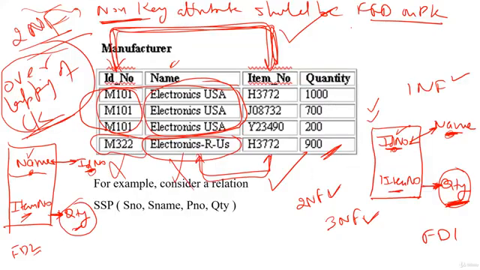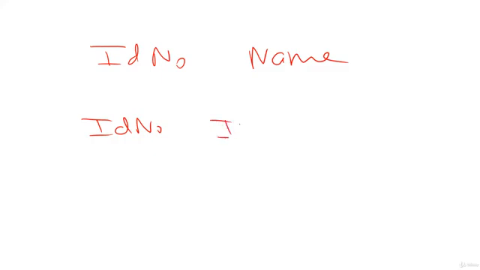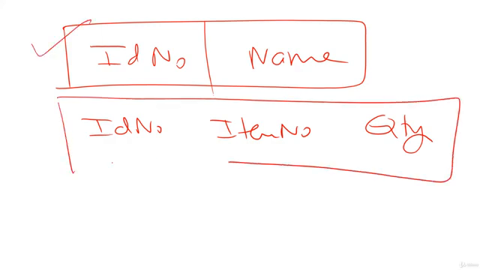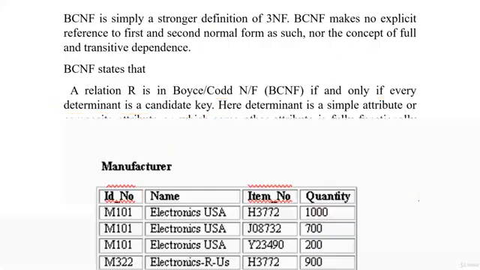So what is the way to decompose it? You can simply decompose it into 2 tables. To make ID number and name unique, I will create one table for ID number and name, and another table with ID number, item number, and quantity. In the first table both are unique, so I will store only 2 records in it. This will solve the case. With the other table, ID number, item number, and quantity, I am able to solve it. So this is in BCNF. Ultimately we have to decompose this way only.